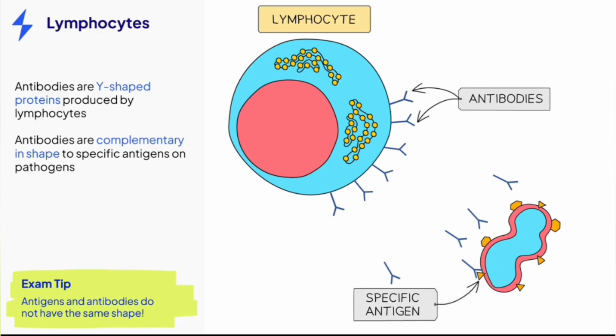Since different antibodies are produced for each specific type of antigen, this is known as a specific immune response.